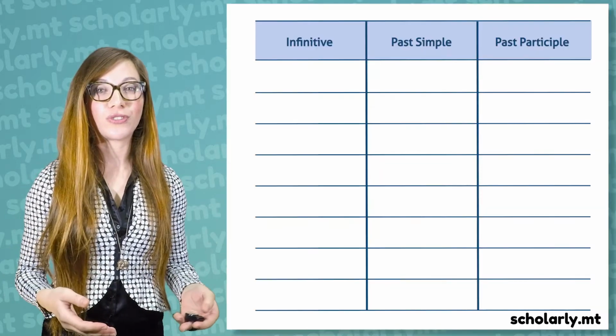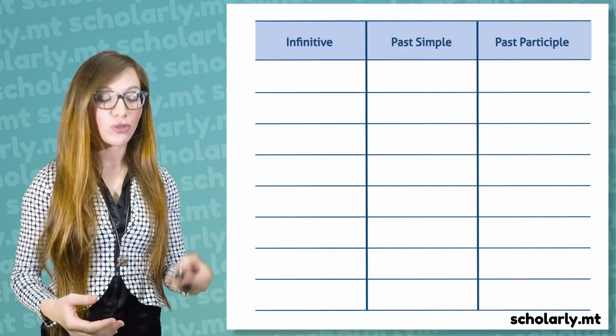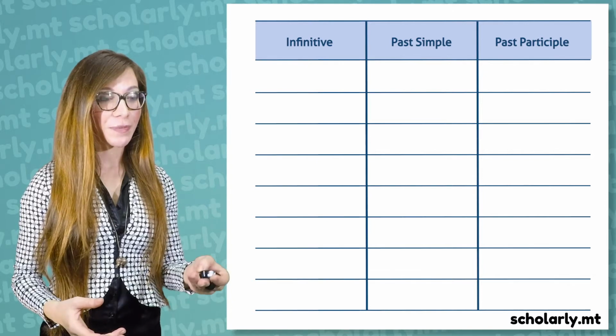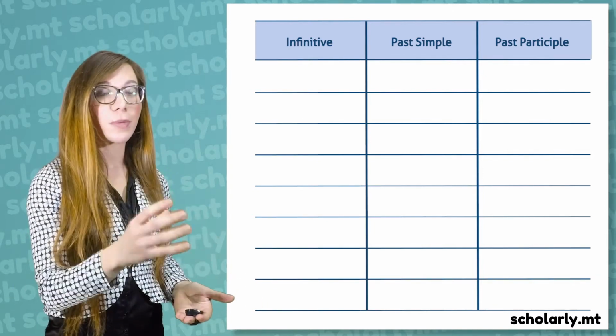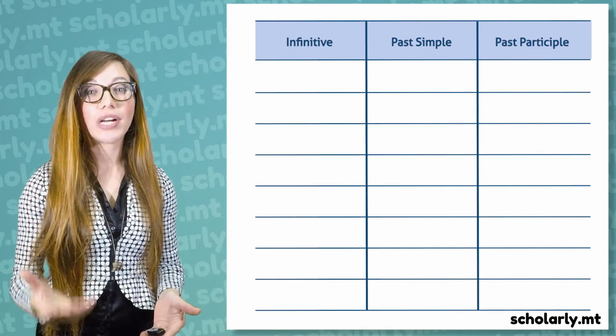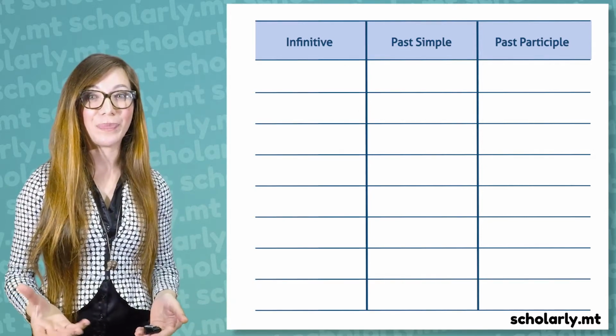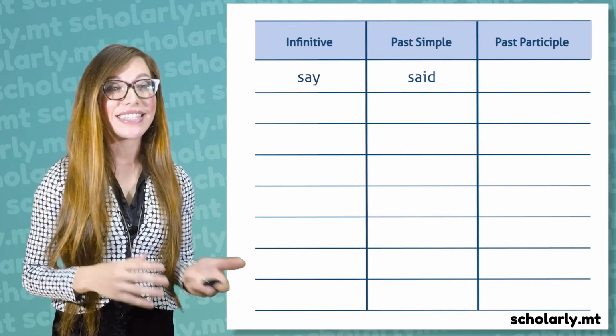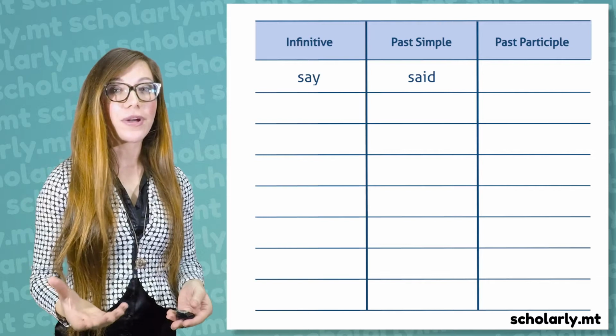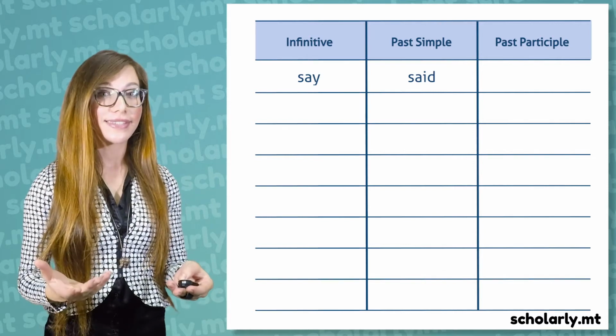I'm sure there were quite a few that you knew or got right. So let's move on to some more irregular verbs. So I'm going to again read out the infinitive form of the verb, the past simple form, and you write down the past participle. Okay, so say, said, and the past participle form is said.